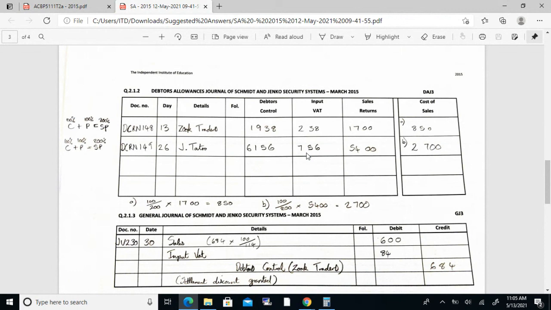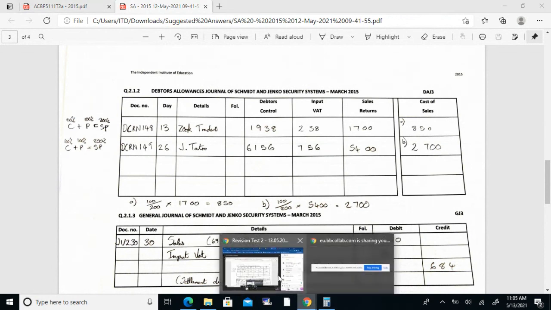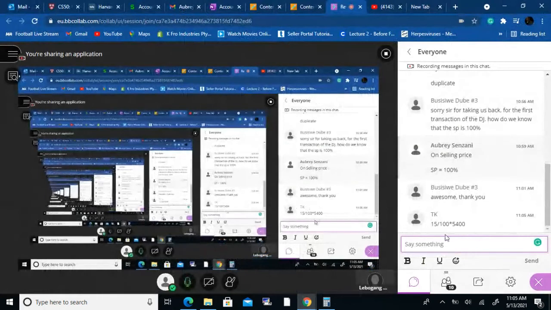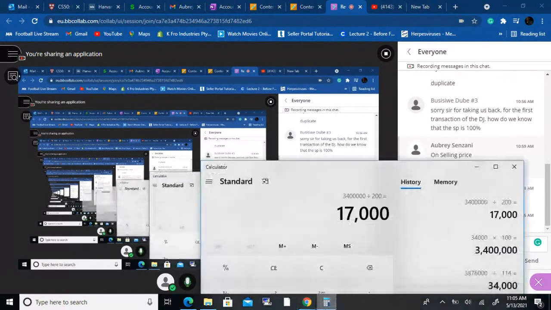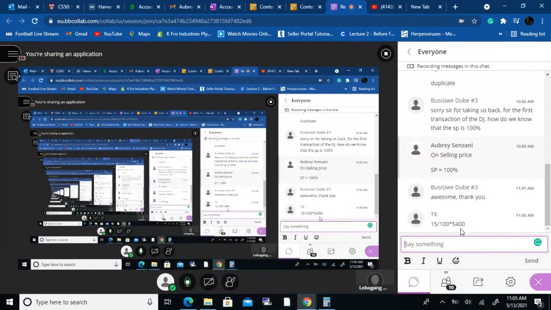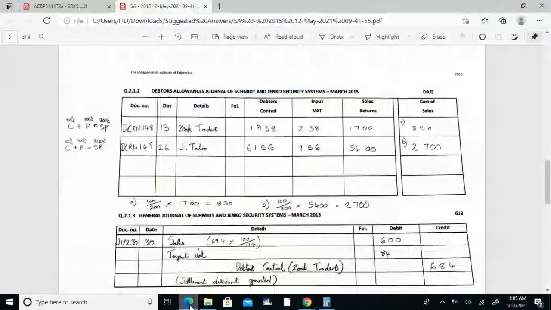We've been given the VAT exclusive amount, and we want the VAT amount. So we'd say 15 over 100. Thank you so much, TK, that is exactly how we would calculate it. We'd say 15 over 100 times the VAT exclusive amount: what we want divided by what we have, times what we have.